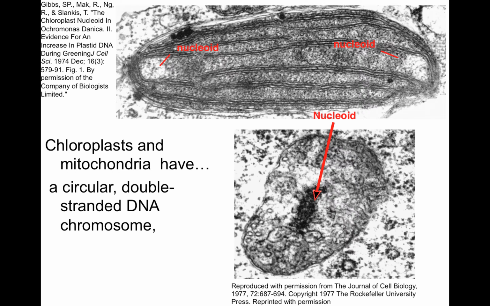Chloroplasts and mitochondria have a circular, double-stranded DNA chromosome, and those chromosomes are organized in nucleoids, very similar to what we learned about circular chromosomes found in bacteria. This is a chloroplast, and it's got two nucleoids in it that are visible, and here's a mitochondria with a single nucleoid right in the middle.